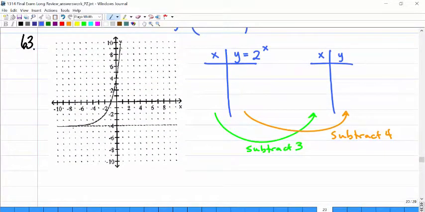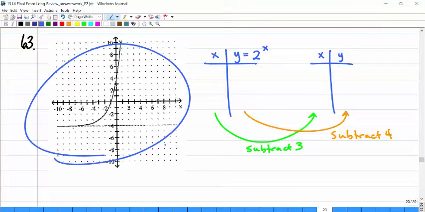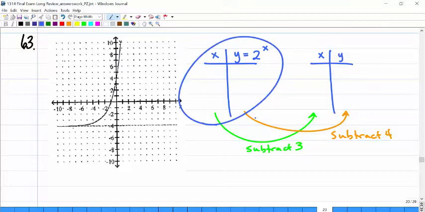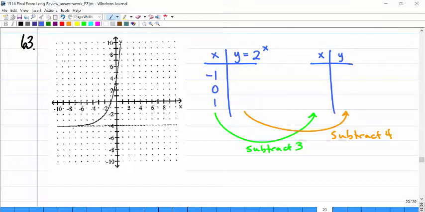Number 63 says to write an equation for the given graph. And here's the given graph. It tells you that it represents an exponential function with base 2, translated and/or reflected, but no stretching or shrinking. So my parent function, y equals 2 to the x, if I have x values of -1, 0, and 1, my y values: 2 to the -1 is 1/2, 2 to the 0 is 1, and 2 to the 1 is 2.